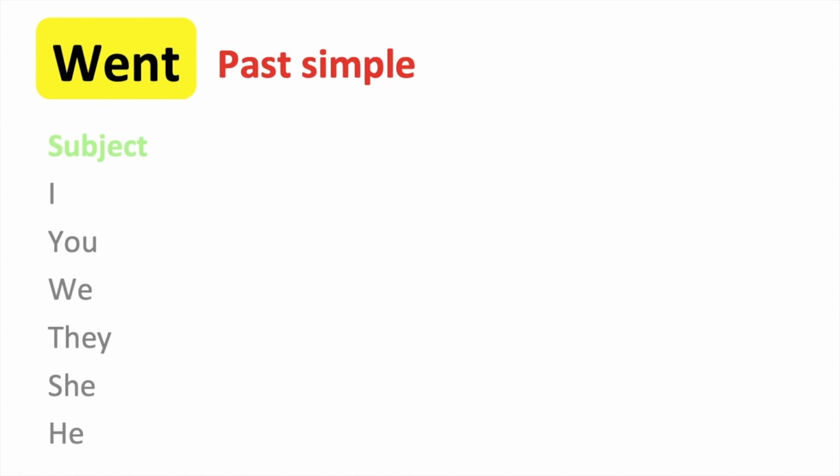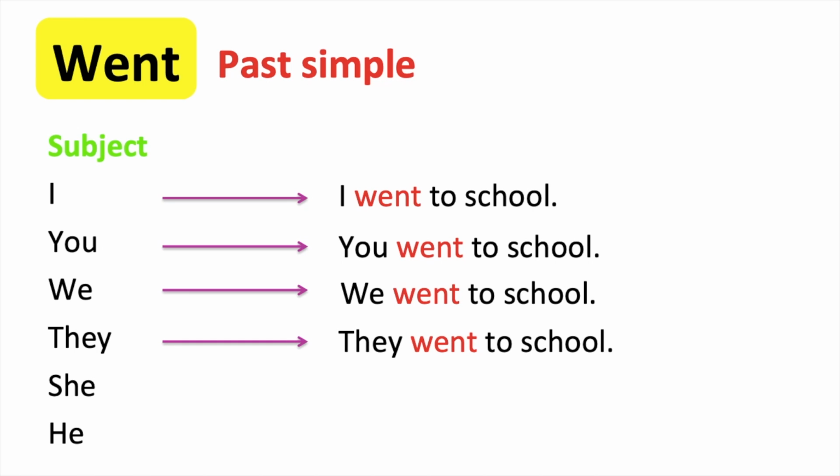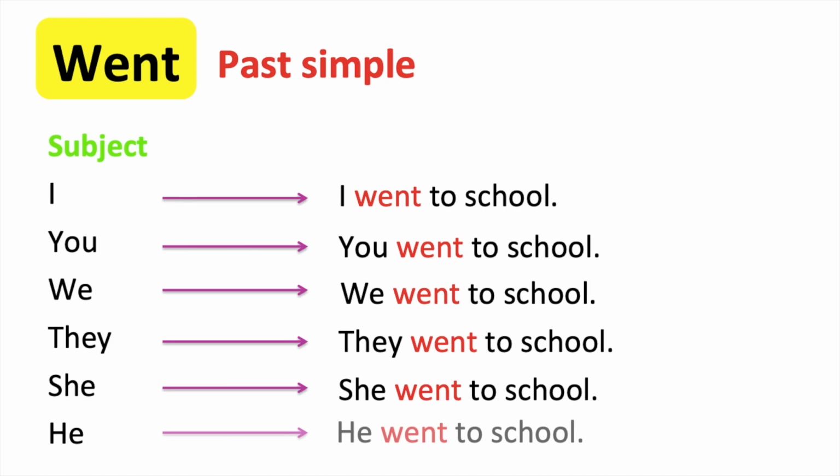Went. Went is the past simple form of the verb. The past simple refers to an action that has already happened. Again, here are all the subjects, and let's go through the examples. I went to school. You went to school. We went to school. They went to school. She went to school. He went to school.